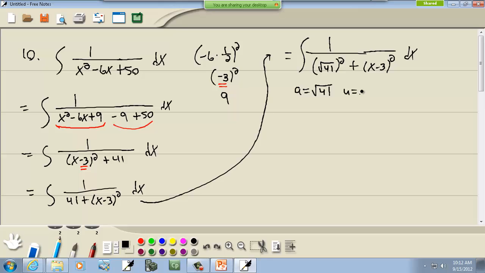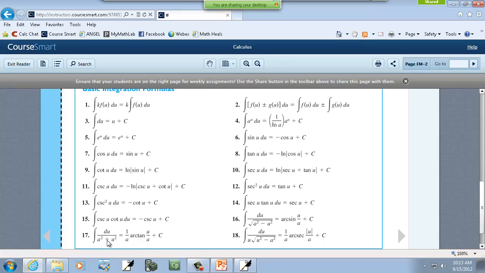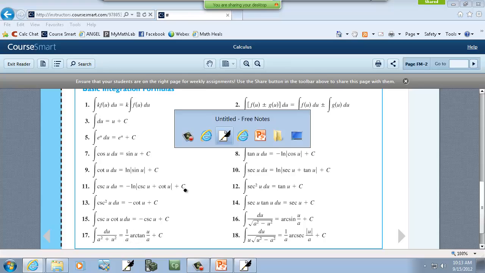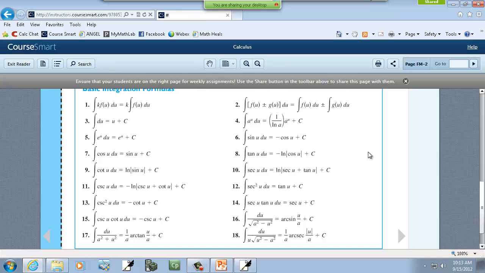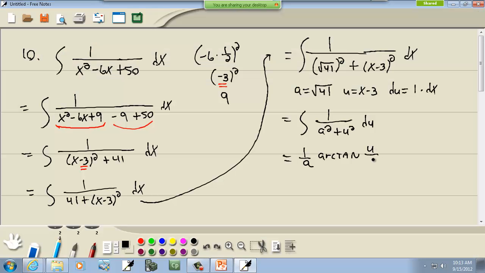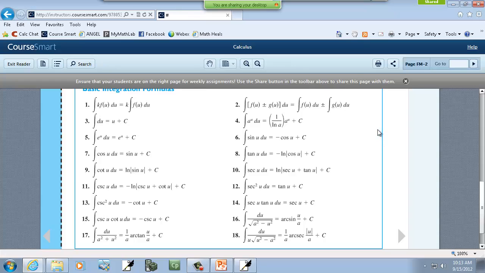Our u is going to be what's inside of parentheses here, which is x minus 3. And du, the derivative of that, is 1 with a dx. So we've got dx. So then this becomes 1 over a squared plus u squared du, which matches our formula perfectly. They put du up on top, but on top or on the side, same difference. So the formula says we're going to rewrite that as 1 over a arctangent of u over a plus c. There we go.